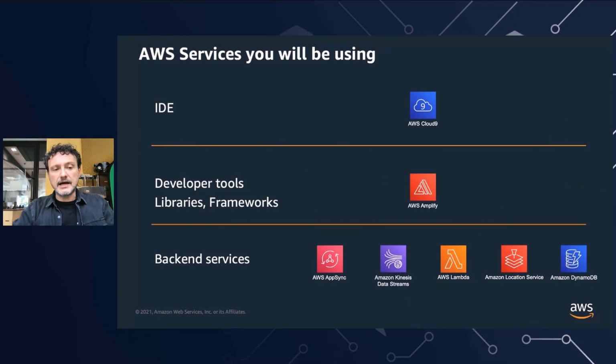So let's use a bottom-up approach, and let's start with backend services. We're going to leverage AWS AppSync. Again, we already deployed an AWS AppSync API in session number 1. We're going to use the same API.